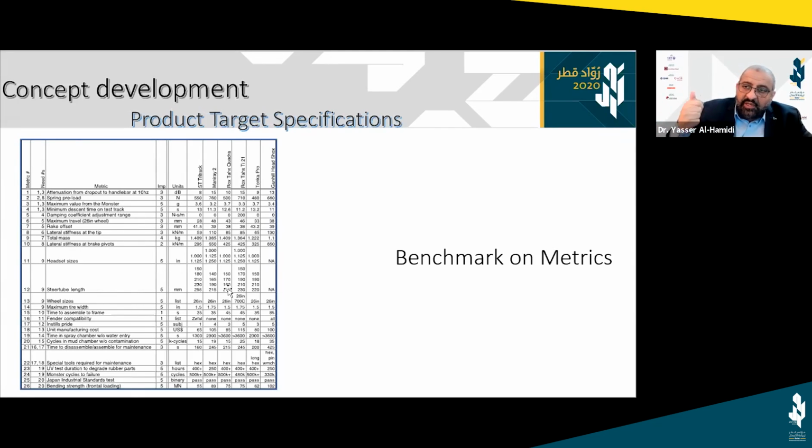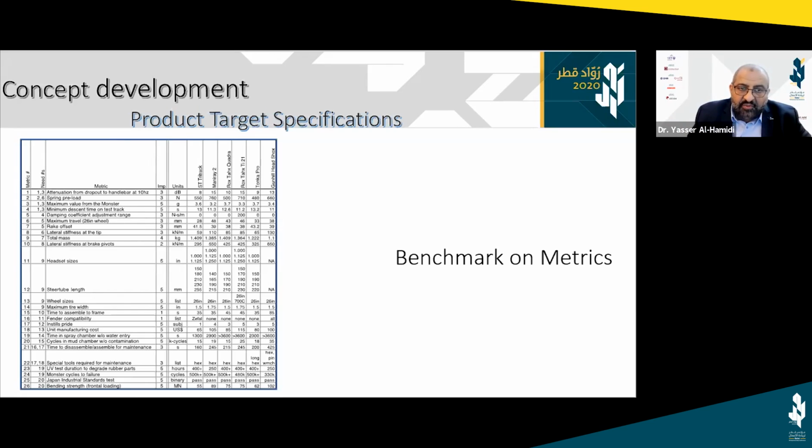However, you will learn later on that these are again target specifications. If you would like to achieve a lightweight product and you use a special type of material, then you might end up paying a lot of manufacturing costs. So there are a lot of trade-offs down the road.